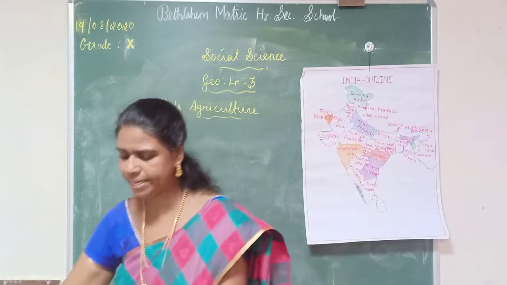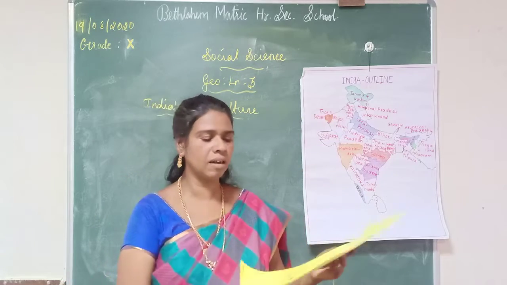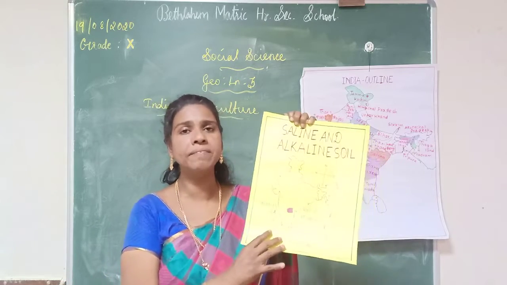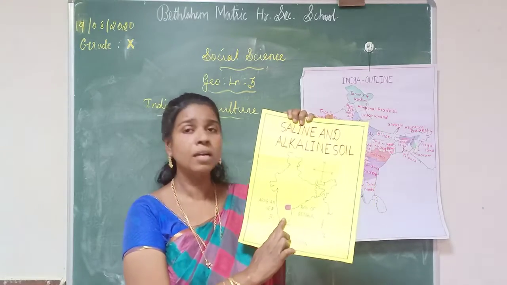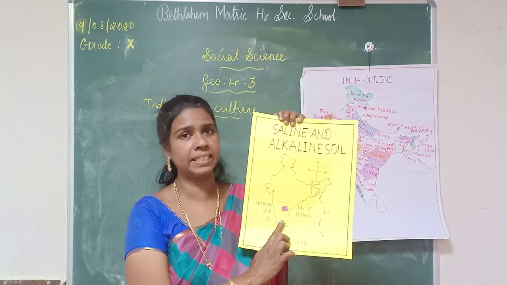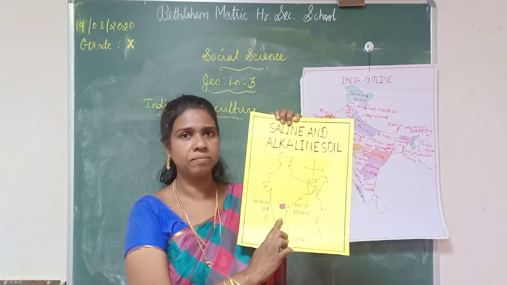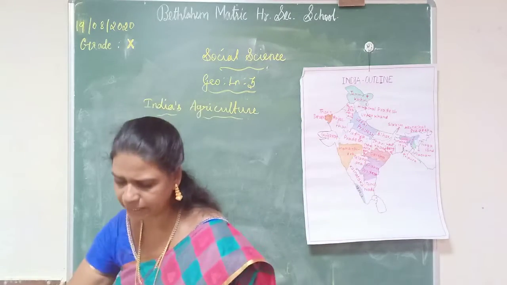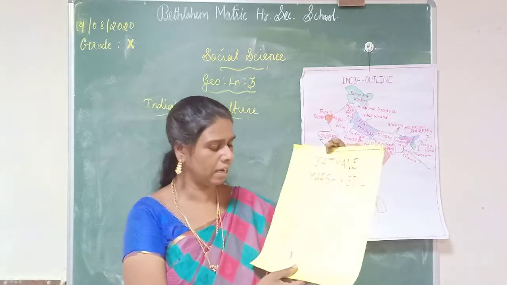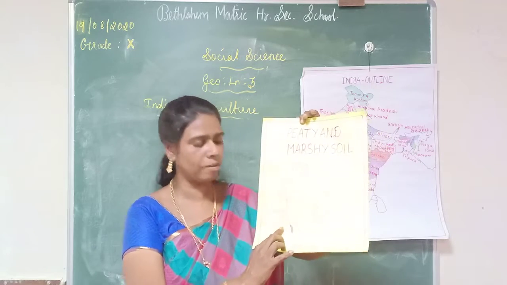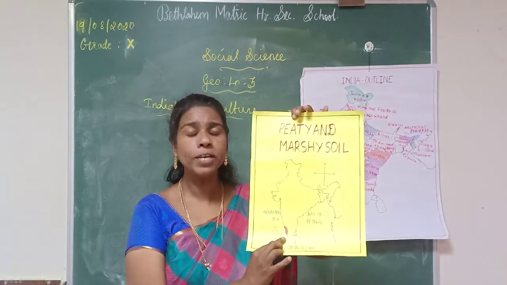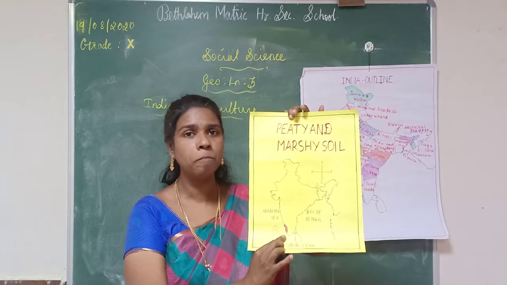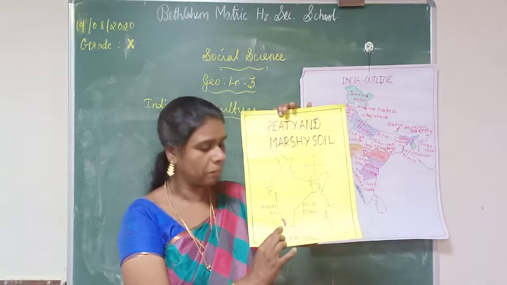Then the next one is saline and alkaline soil. This soil we can mostly find in some areas of Andhra Pradesh. Then the last soil is peaty and mossy soil. This soil we can mostly find in 2 important districts of Kerala, Alappuzha and Kottayam.